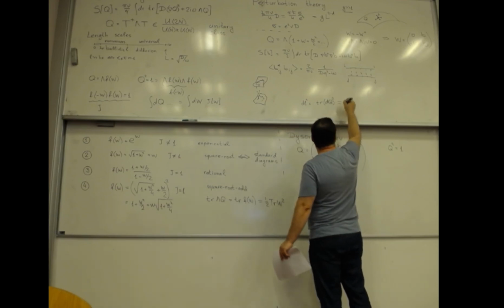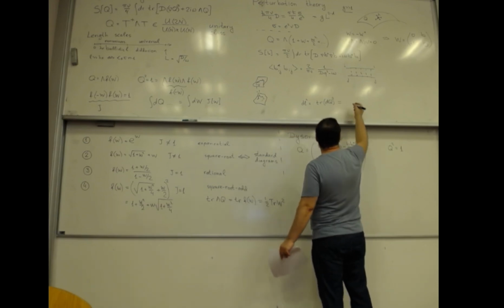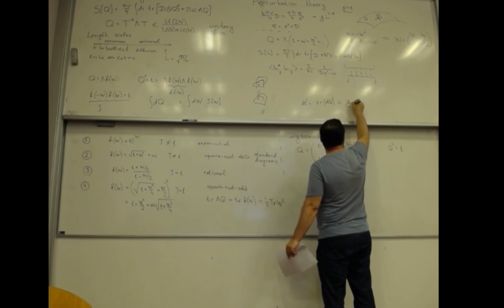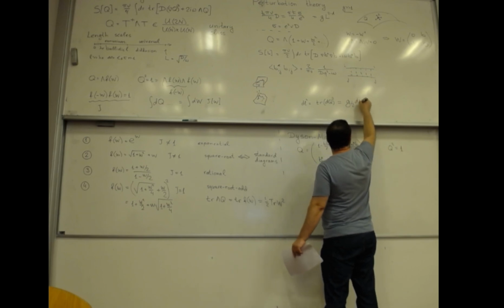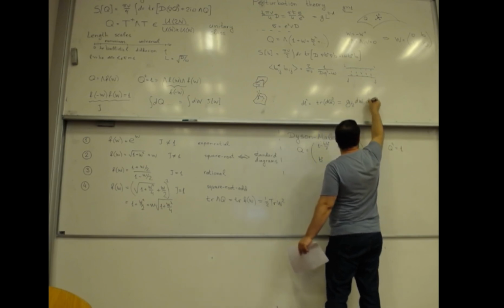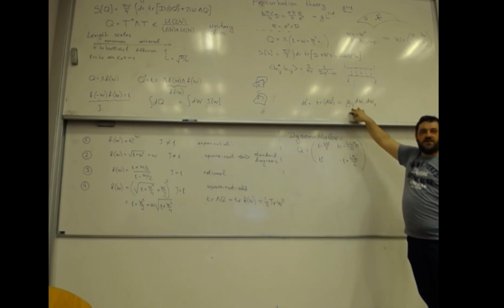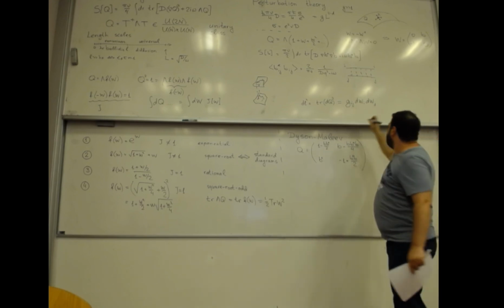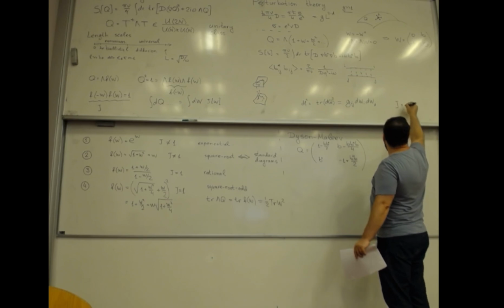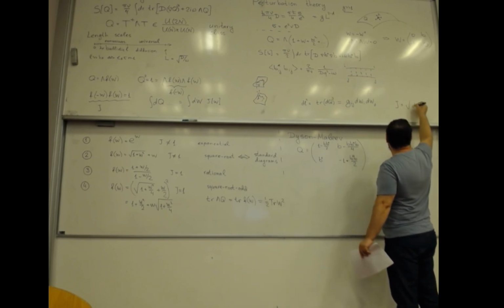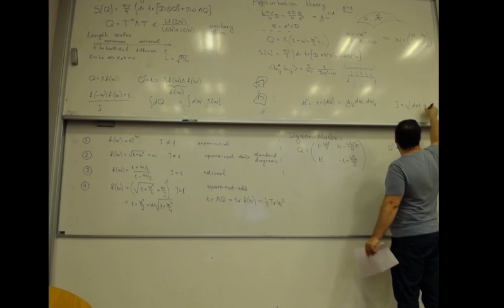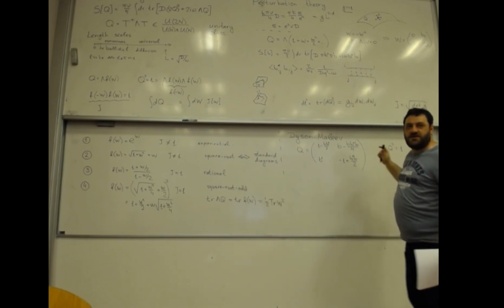So you should compute this trace, and you should write it as some matrix G with two indices, dWi dWj. So it's a quadratic form. You can find the matrix of this quadratic form in terms of W. And then the Jacobian is the square root of the determinant of G. This is called the metric density.